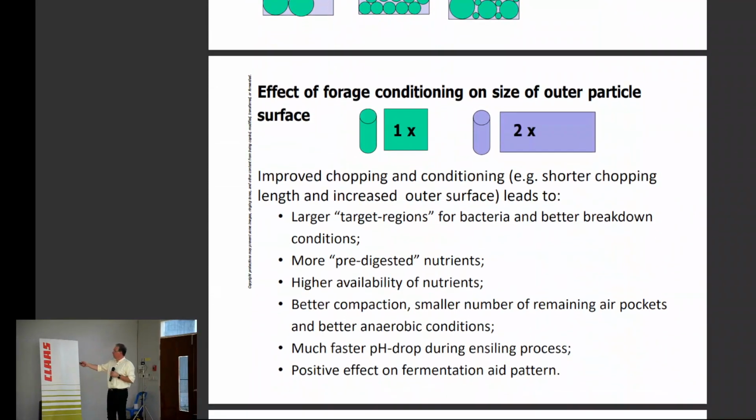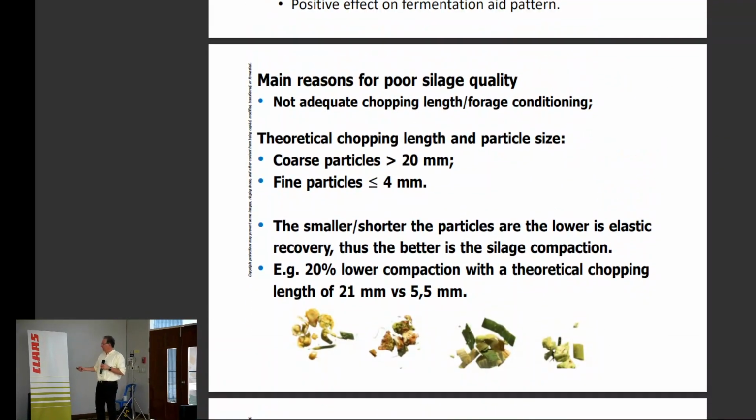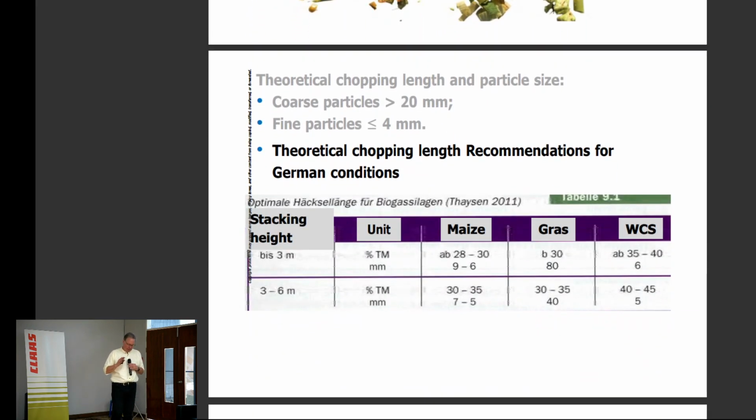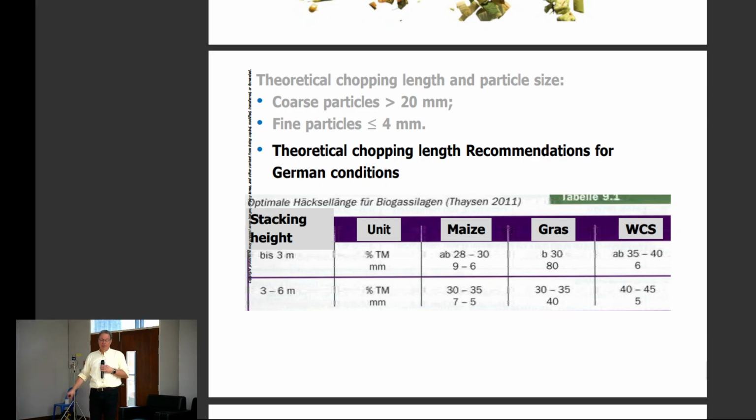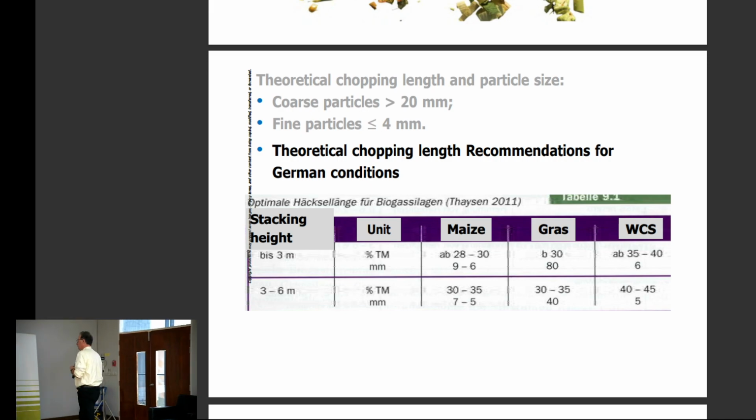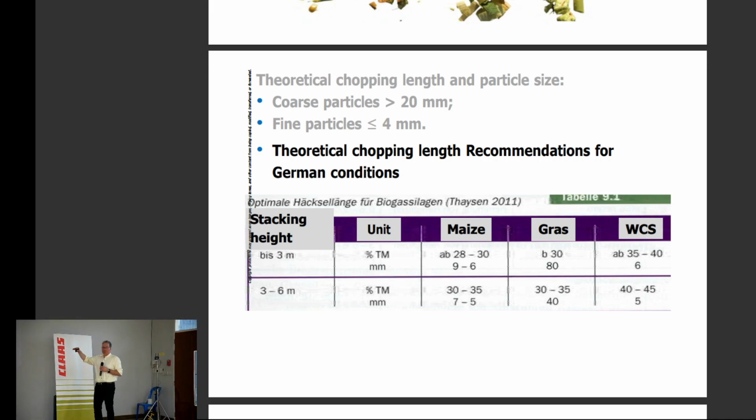We already talked about the question of corn cracking, yes or no, so we can skip this. And there are always recommendations for the theoretical chopping length. This would be some under German conditions, so you can't take them one-to-one. That really depends on what animals you have, how your feed looks, how your TMR looks, so you can play a little bit with it. But it only should show you that it makes sense to think about it and always keep it in a certain range. That's the key message of this picture.